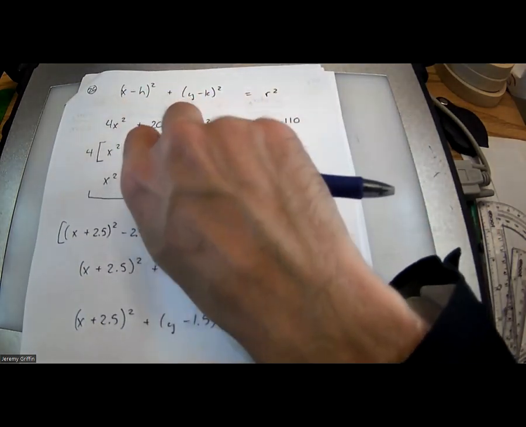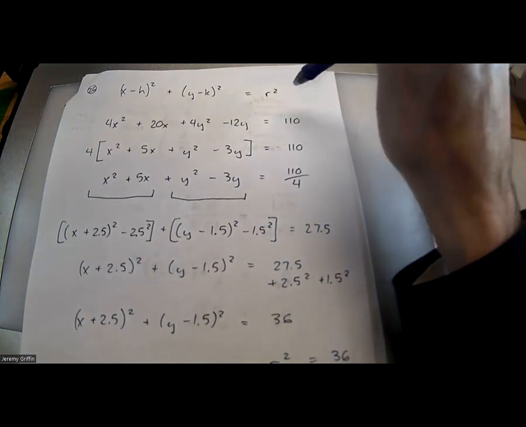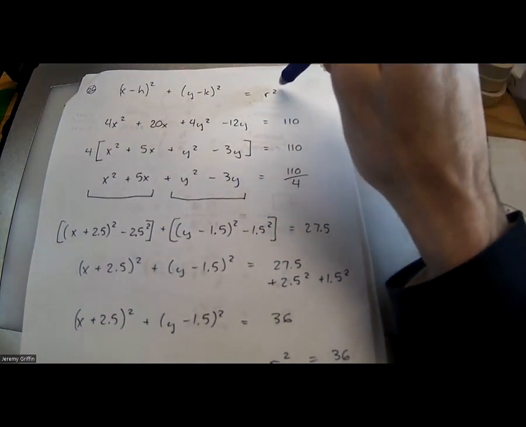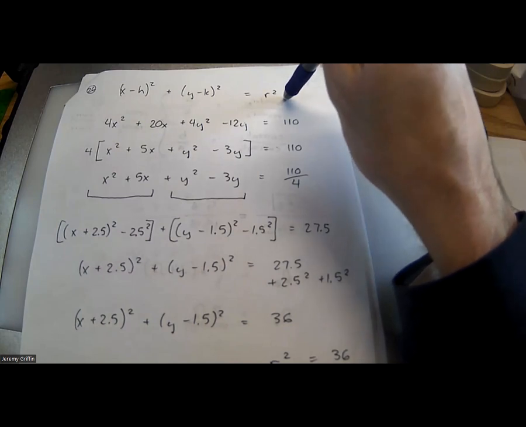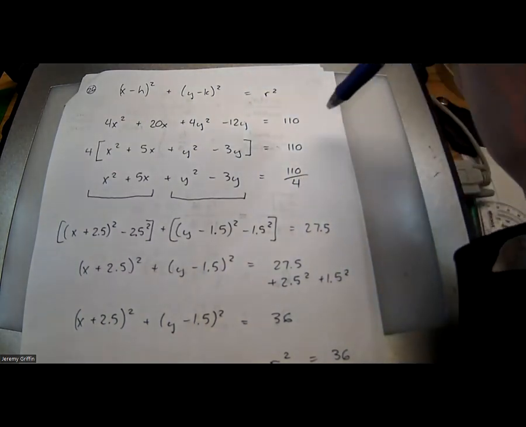That could have been their question. They could have asked what is the center of the circle. Okay, so it's all equal to r squared. So whatever number comes up on the right side of the equation, remember if you want the radius, you have to just square root it, and that's what I have to do at the end here.